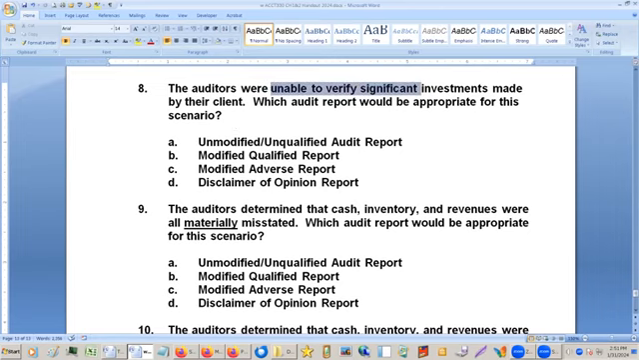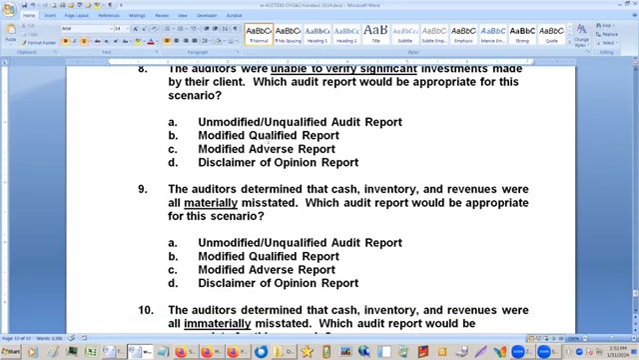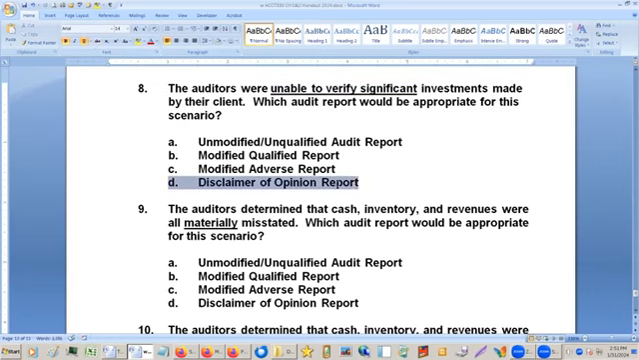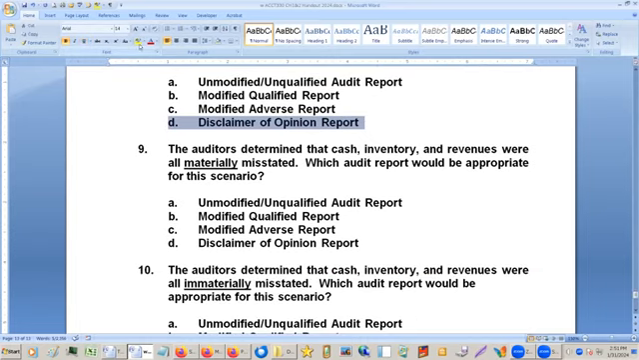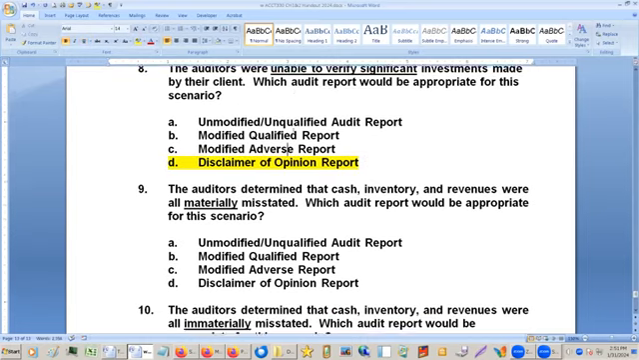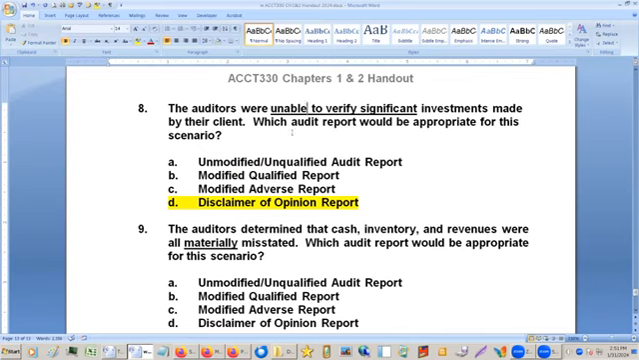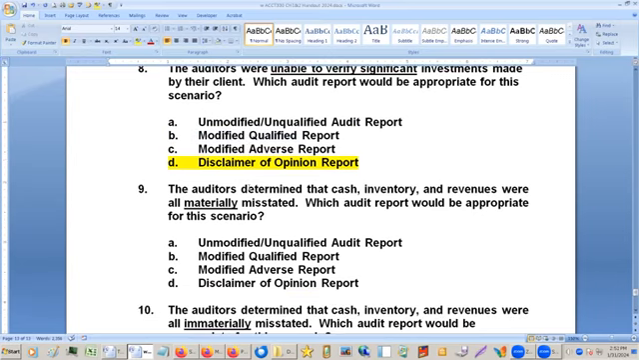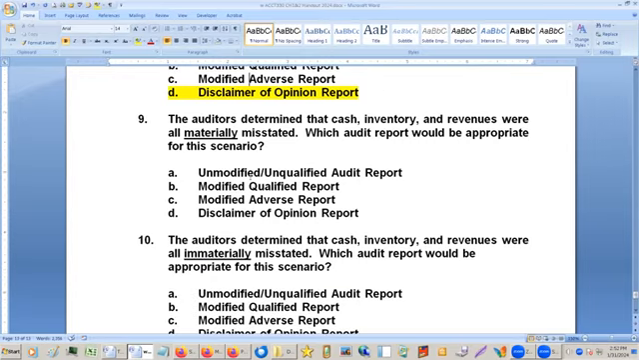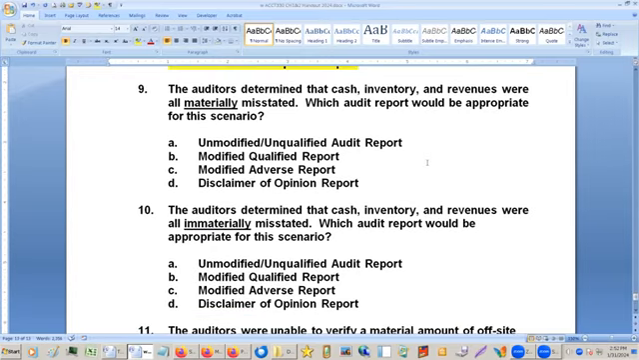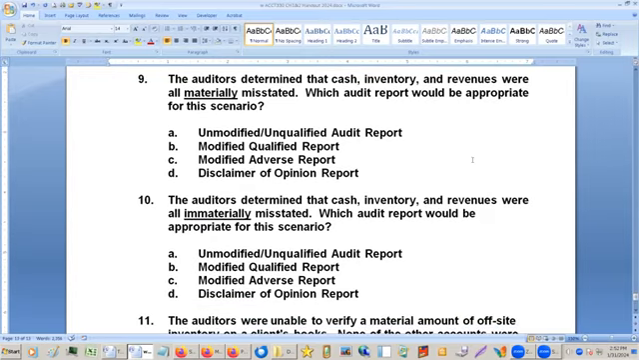If they're unable to verify these investments, they can't get the information on them. So yeah, disclaimer. A disclaimer of opinion. We'll talk about a little later, maybe, that it is possibly going to be modified. We'll talk about it in a minute. Yep, you're right. There you go.